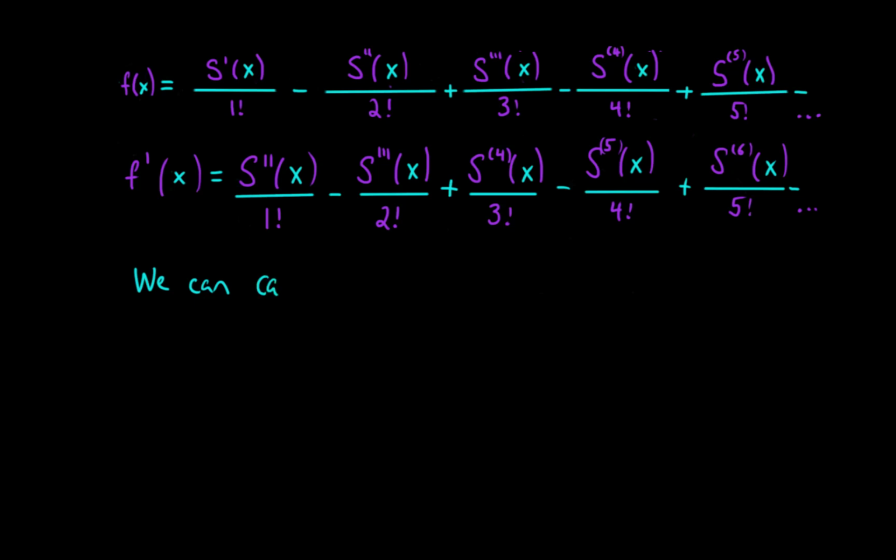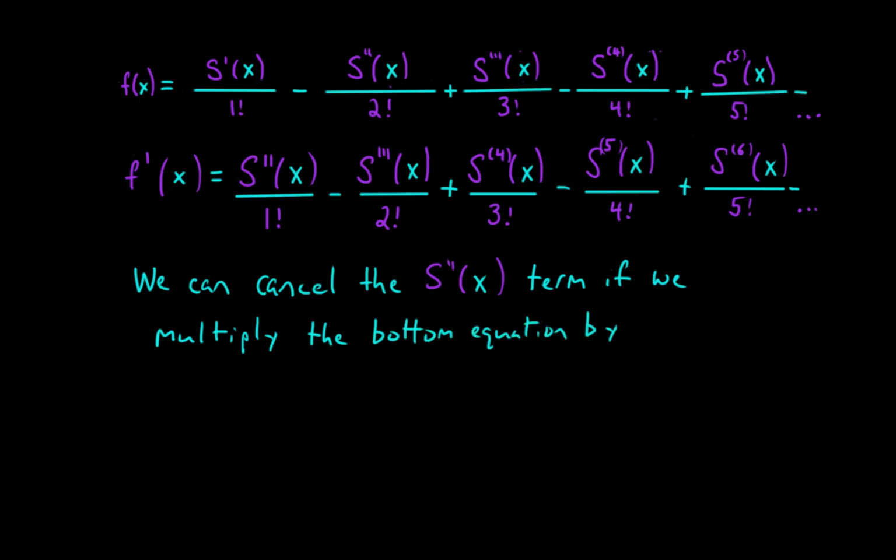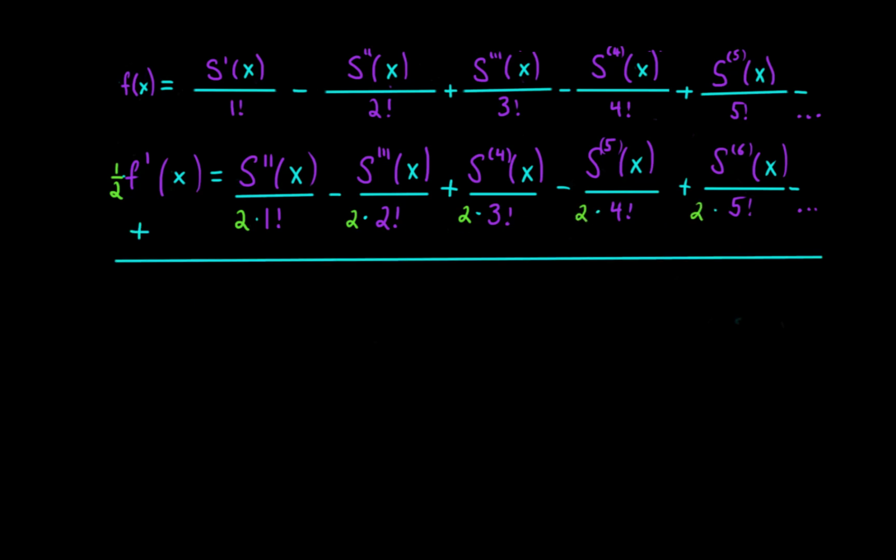And now we just have to do some fairly straightforward algebra, because when we compare these two equations, we might notice that we can cancel the s double prime term if we simply multiply the second equation, the f prime of x equation, by 1/2, and then add the top and bottom equations together. So I'm going to do that now. I'm going to multiply both sides of the bottom equation by 1/2, and then I'm going to add the top and bottom equations together.